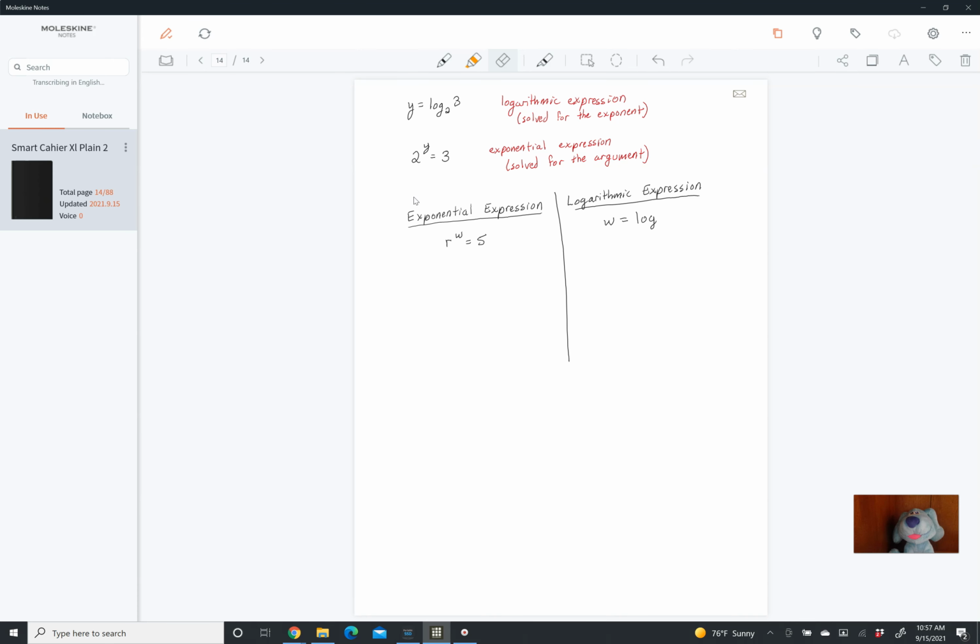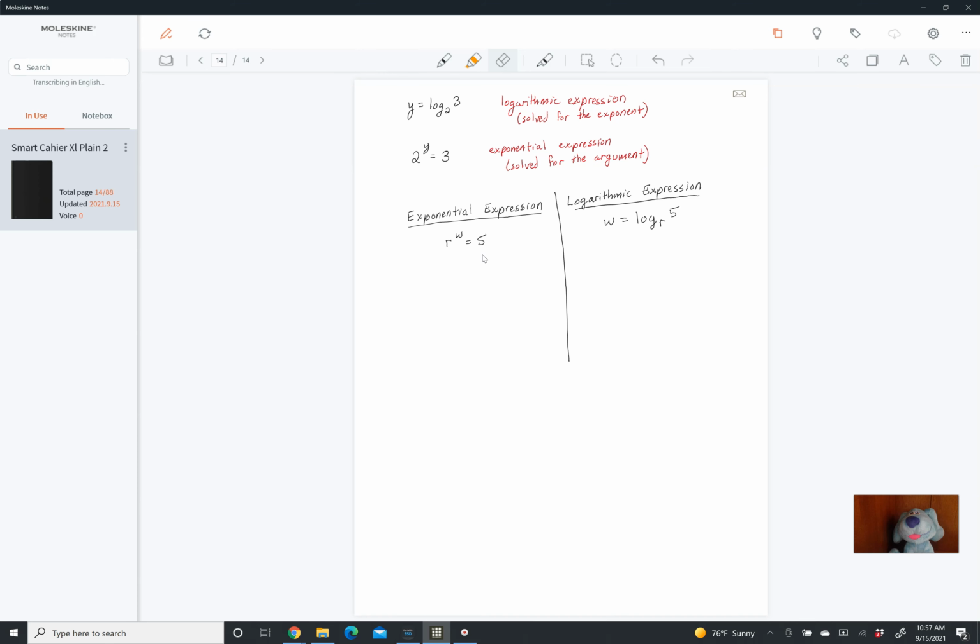We know that the base of the exponential is the same as the base of the logarithmic. So the base of the exponential here is r. That's going to be the base of the logarithmic. And then the argument is just 5. Okay, so the argument is like our answer in the exponential expression.